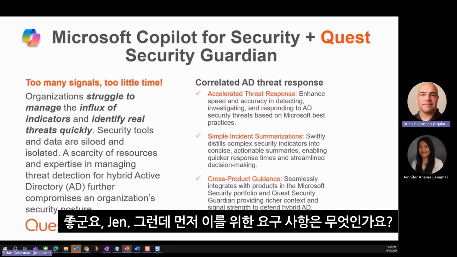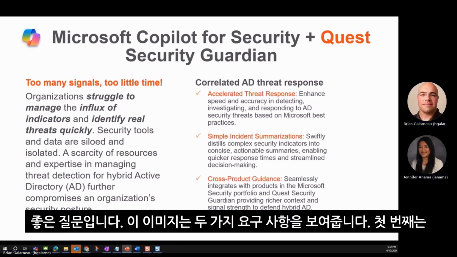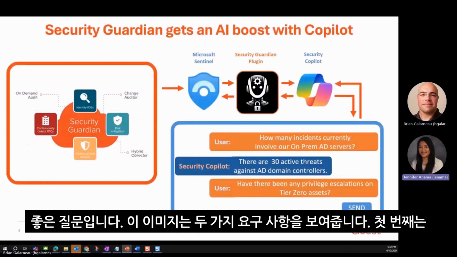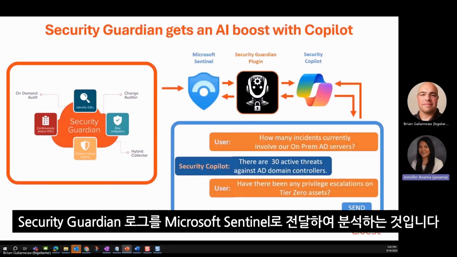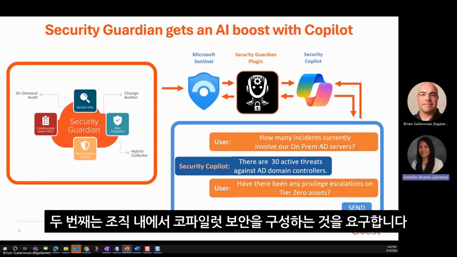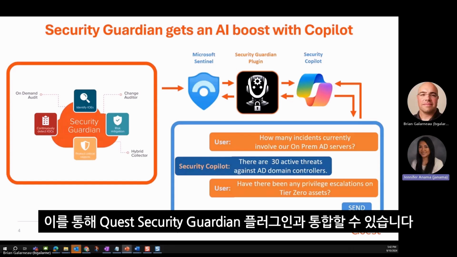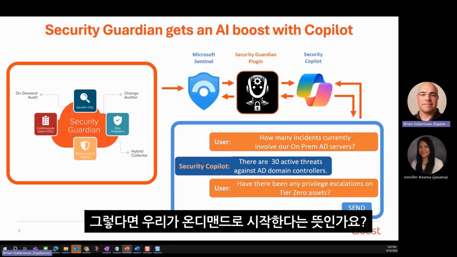That sounds great, Jen, but what are the requirements for it first? Good question. So this image shows the two requirements, the first being forwarding Security Guardian logs to the Microsoft Sentinel for analysis. The second would require Copilot for Security to be configured within the organization. This would allow to integrate with the Quest Security Guardian plugin. So does that mean we start in on-demand?